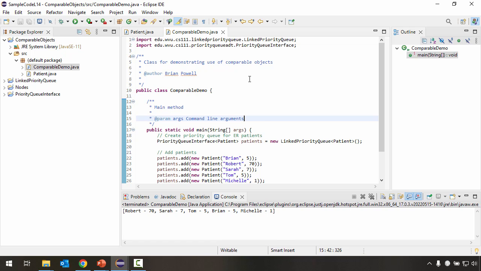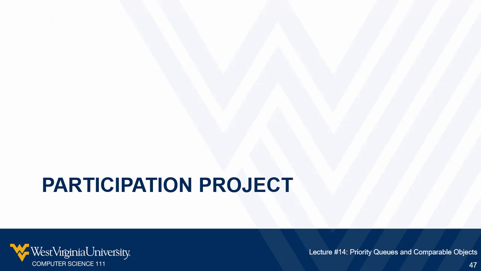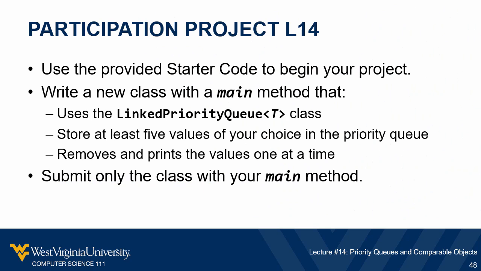For this lecture's participation project, I want you to download the starter code that is posted in eCampus specifically for the participation project. You'll need to create a new class that'll have a main method, and in there I want you to make use of the linked priority queue class. You need to store at least 5 values in the priority queue. It's up to you what type they are and what those values are. Once you have things stored, I want you to remove and print the values one at a time. When you turn this in, just turn in your class that has the main method.